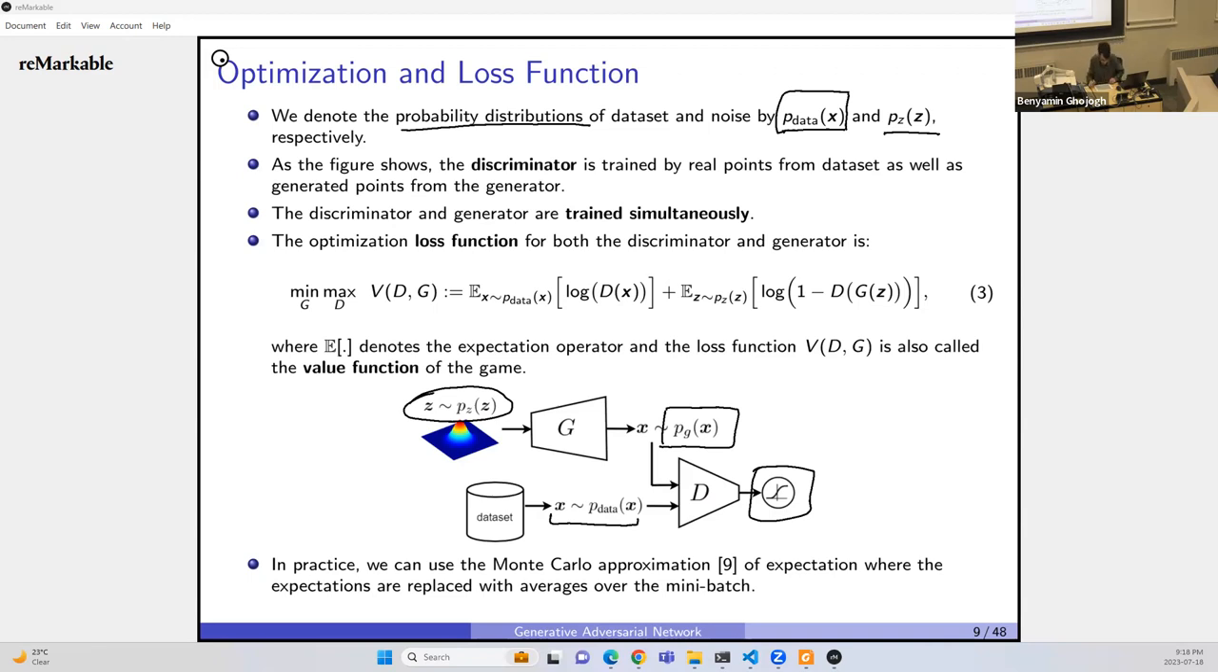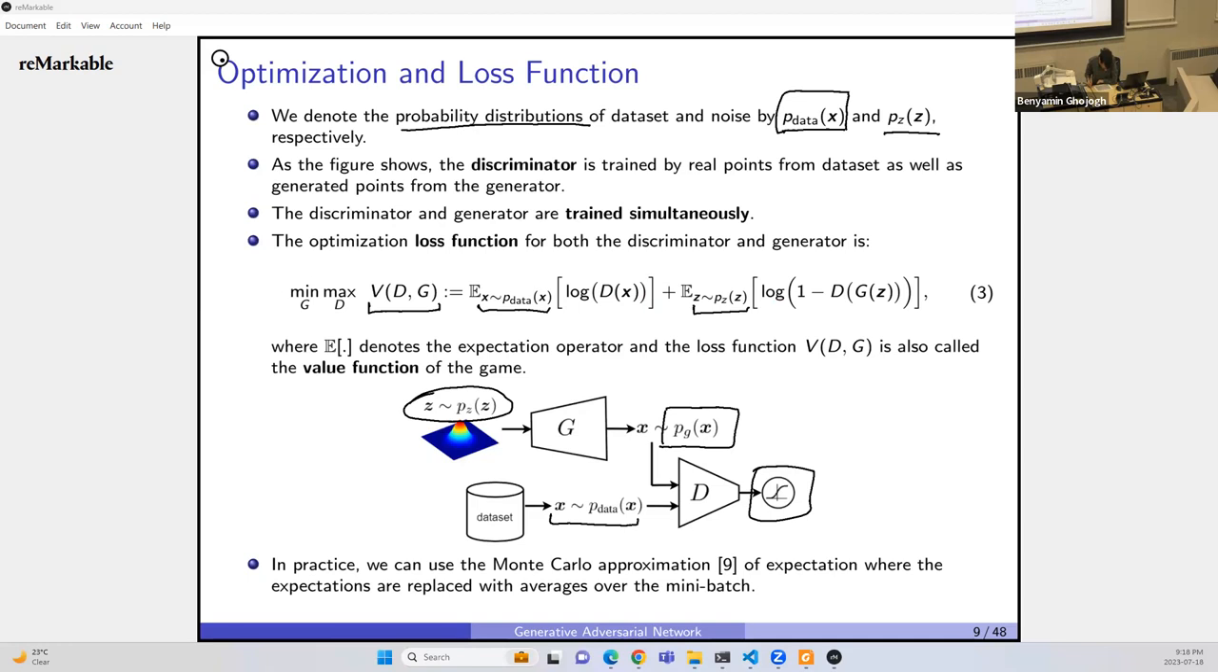Okay. And the loss function, now let's model it mathematically. The loss function is this. We denote it by V of D and G. V stands for value in game theory. We have that value or payoff, V of D and G. This is the cost. The first term is the expectation of log of D of X with respect to X distributed as P of data. The second term is the expectation of log of 1 minus D of G of Z with respect to Z distributed as P of Z. What do I mean?